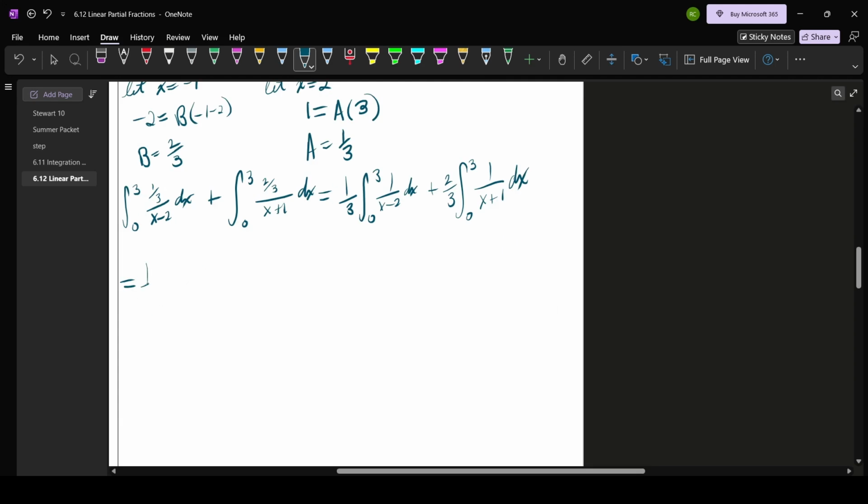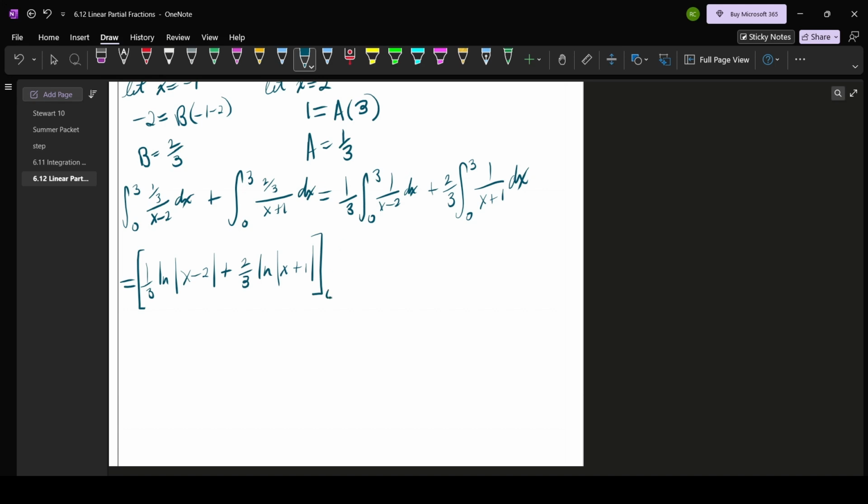Taking the integral of these gives us 1/3 natural log of absolute value of x minus 2 plus 2/3 natural log of x plus 1. Now we're not going to do plus c here because these are definite integrals. So what you can do is put this entire expression in square brackets, and then on the right side we can put a 0 and a 3 here to remind us that we're solving this definite integral now.